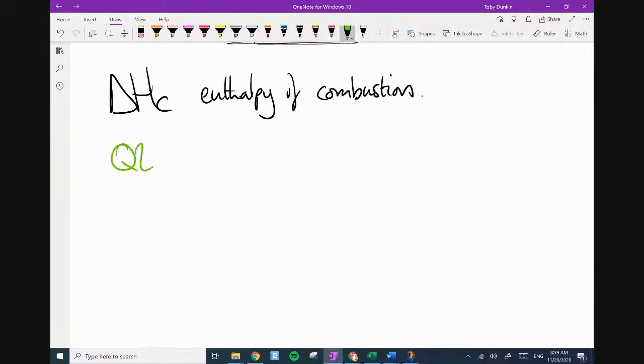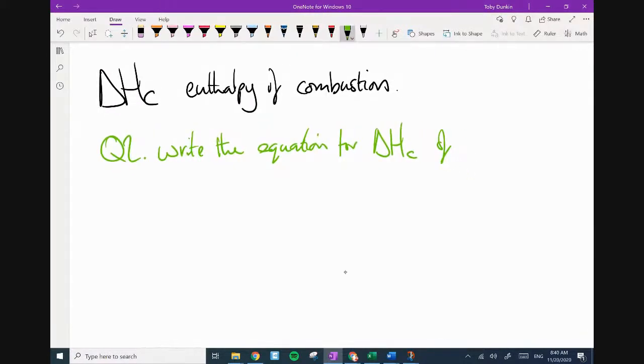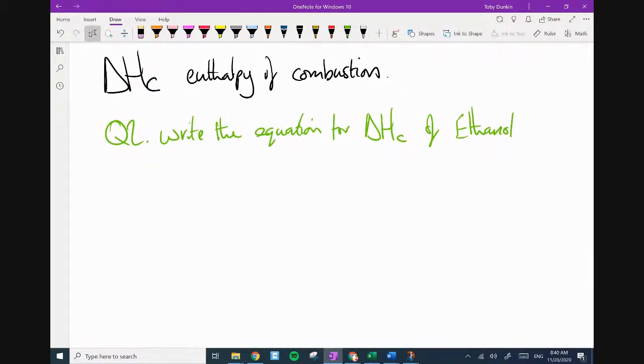Question number 2. Write the equation for delta HC of, let's go for ethanol. Why not? Ethanol. Let's see how many of you guys can remember your organic from GCSE. Pause the video, have a go, and then unpause it to check your answer.